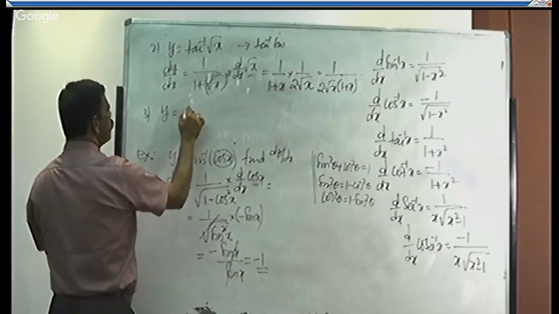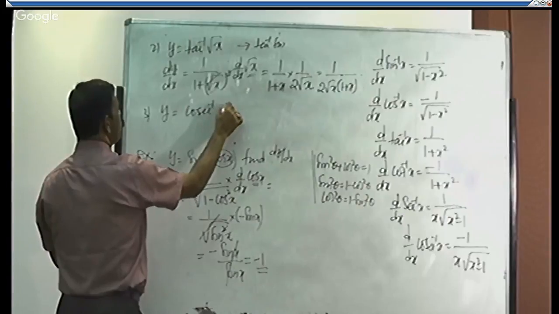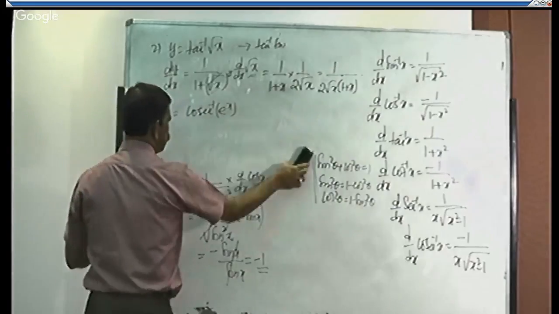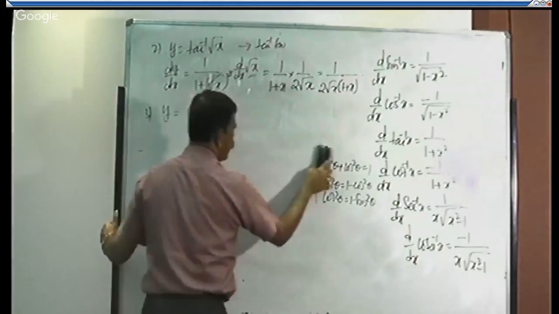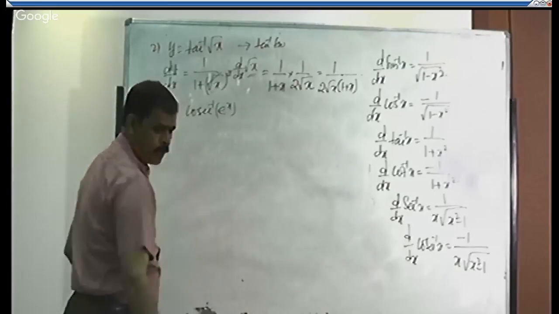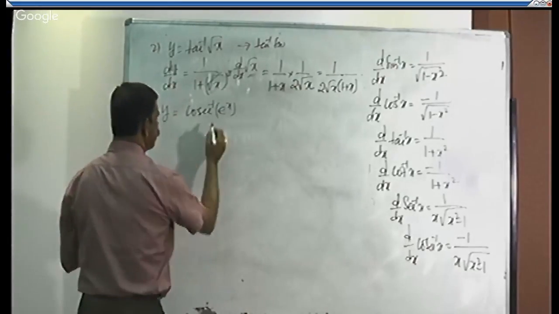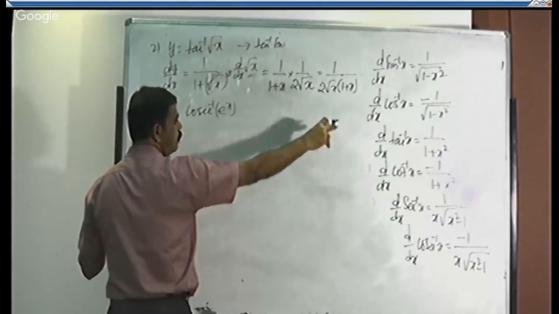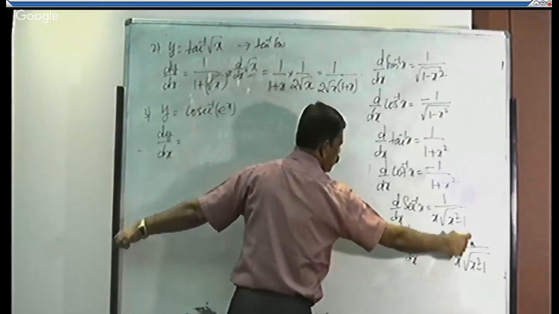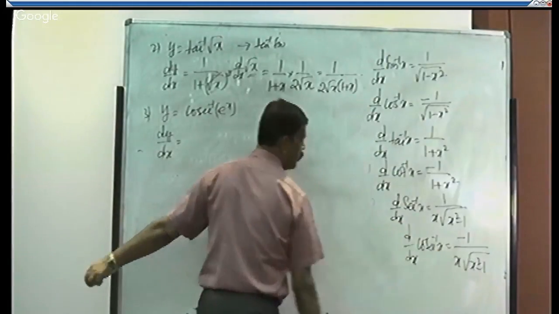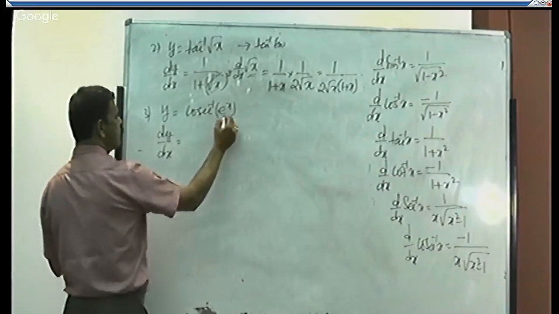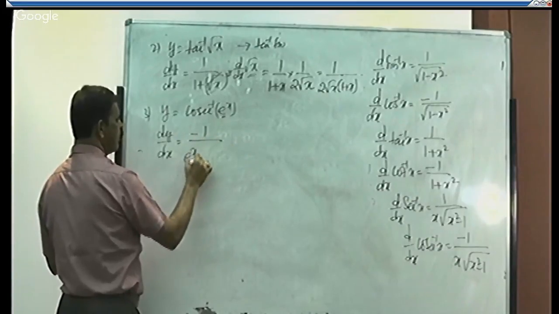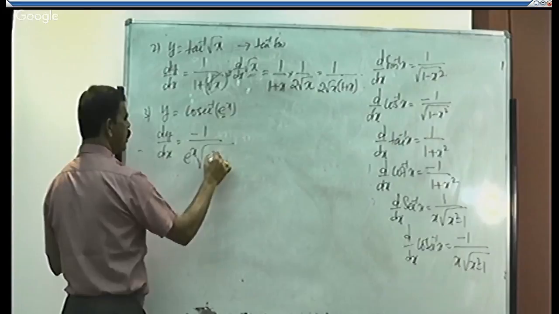Y is equal to cosecant inverse of e power x. It is of what form? Cosecant inverse function, correct? Derivative of cosecant inverse. You look at the list. What is derivative of cosecant inverse? It is minus 1 by x into root of x square minus 1. In place of x, we have function. What is function? E power x.